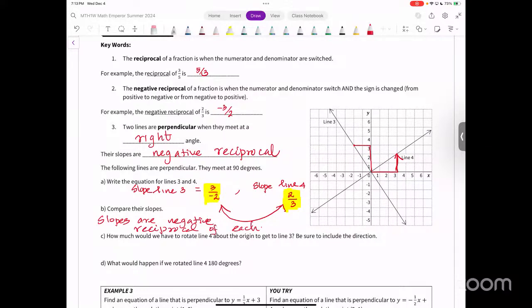How much would we have to rotate the line about the origin to get to the other line? 90 degrees, isn't it? You guys see that? If I move this line 90 degrees clockwise, counterclockwise.